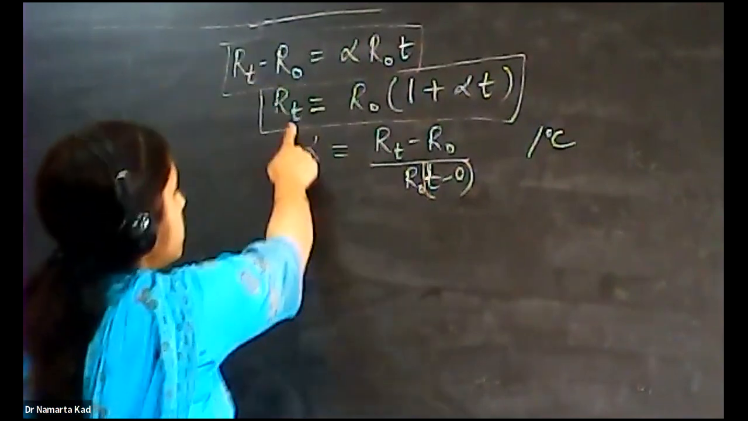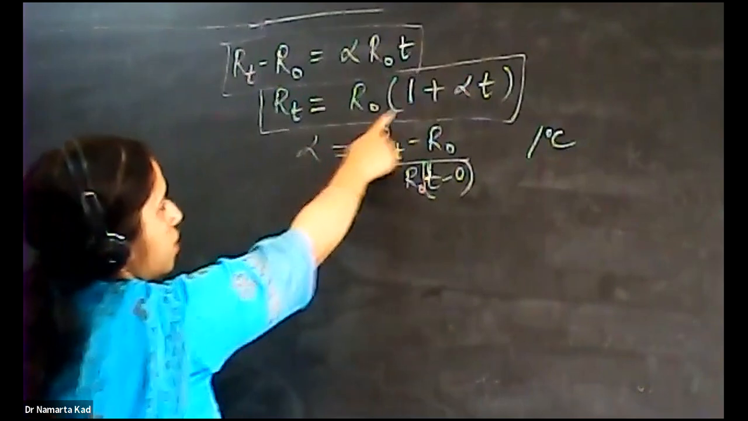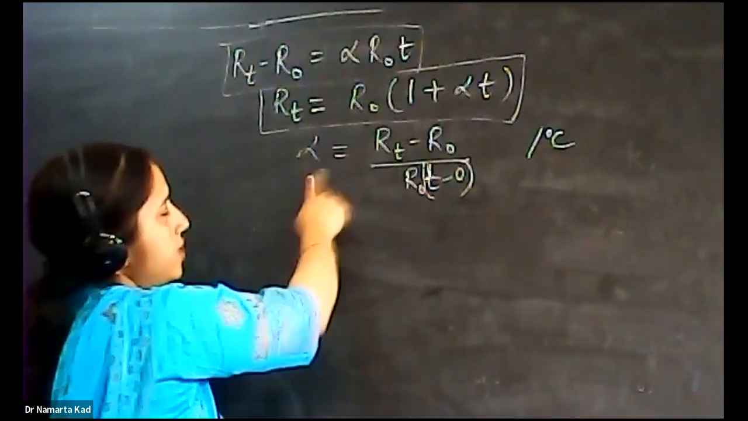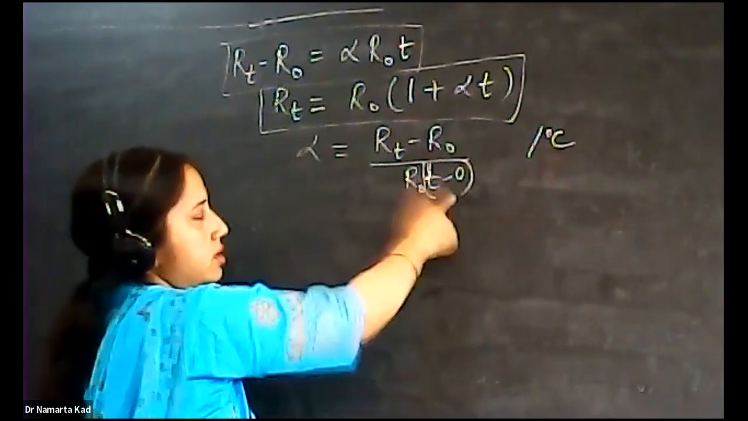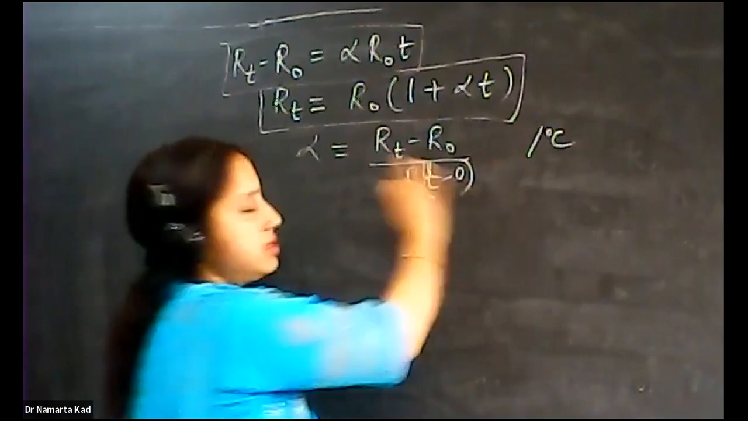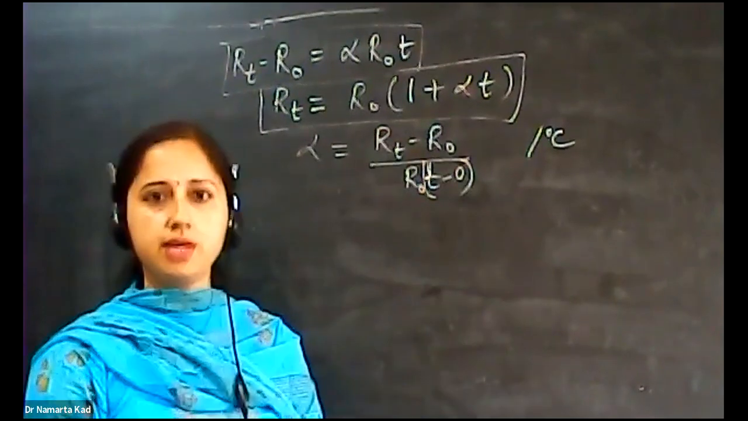Okay, another formula is Rt is equal to R naught into 1 plus alpha t, and another is alpha is equal to Rt minus R naught divided by R naught into t. So this one is actually t minus 0, or you can also write delta T.